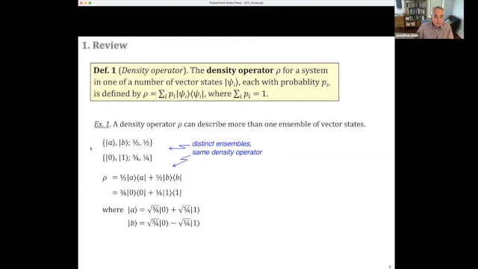By this definition, a density operator can correspond to more than one ensemble of vector states, whereby an ensemble of vector states, I mean just a collection of vector states with a probability distribution assigned to them. So here are two distinct ensembles of vector states, each containing two vector states with corresponding probabilities. They're different ensembles, but we can represent them using the same density operator, provided the vector states are related in an appropriate way.